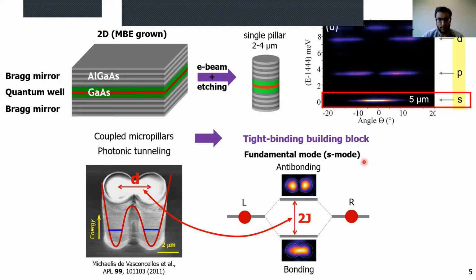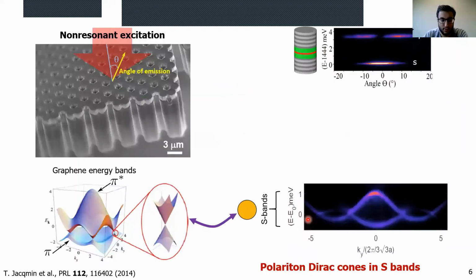We can couple two of these pillars, and we will get something like a diatomic molecule with the hybridization of the s orbital that gives rise to two modes, a bonding one and an anti-bonding one. They are separated in energy by 2J, where J is the coupling strength. This coupling strength we can change very easily by playing with the interpillar distances. So we can design lattices like this one.